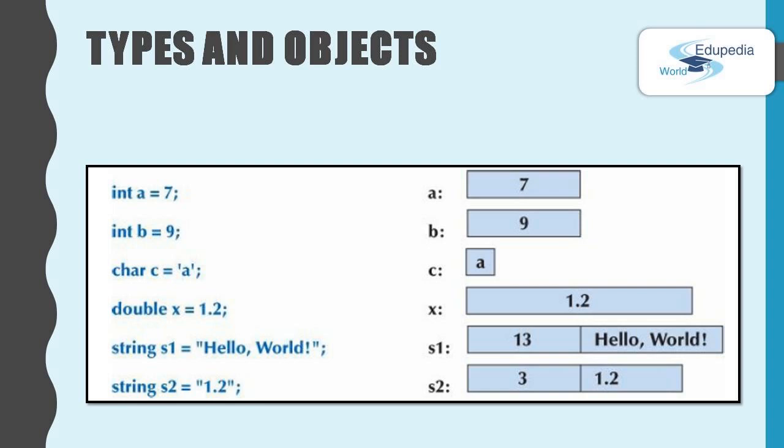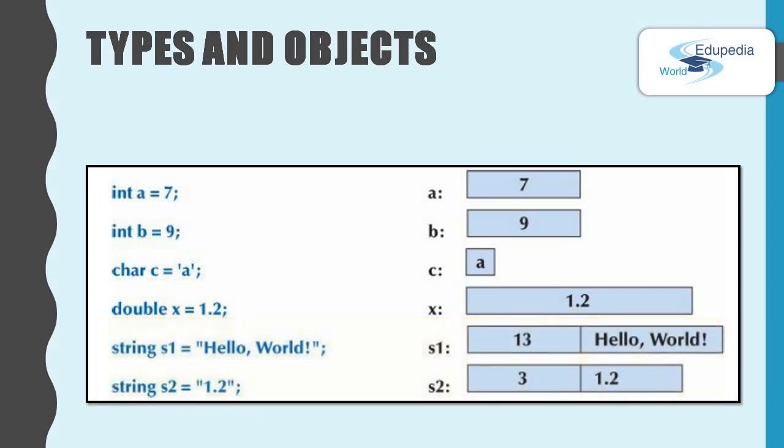string s2 = "1.2". Now the last statement here is not a decimal value, it's a string representation of the decimal value 1.2. We cannot use that variable for mathematical expressions. The representation of a string is a bit more complicated than that of an int because a string keeps track of the number of characters it holds. Here in these examples, the string variable s1 holds 13 characters.